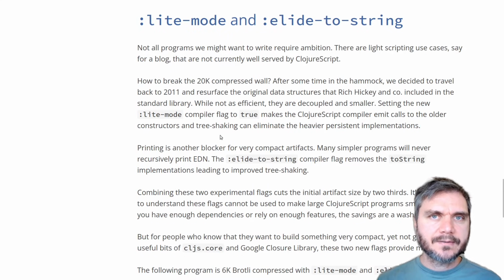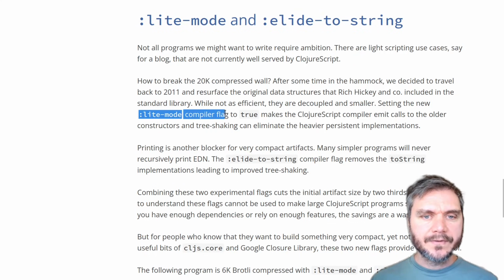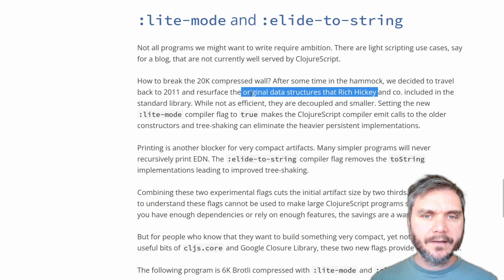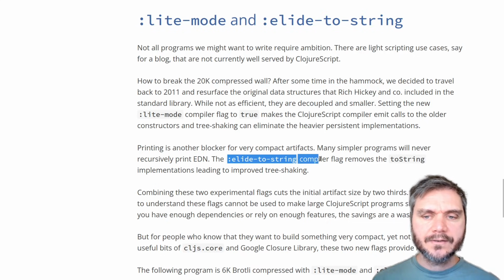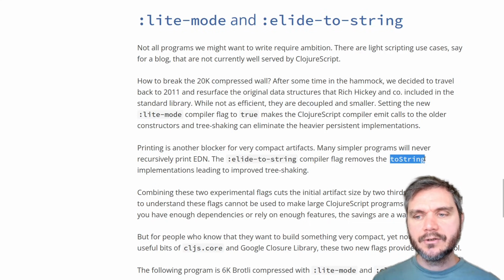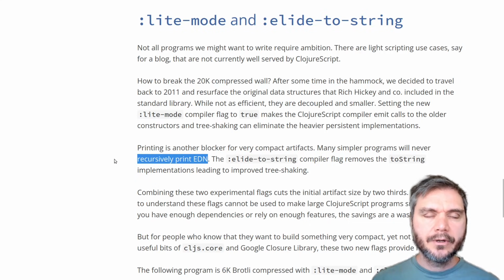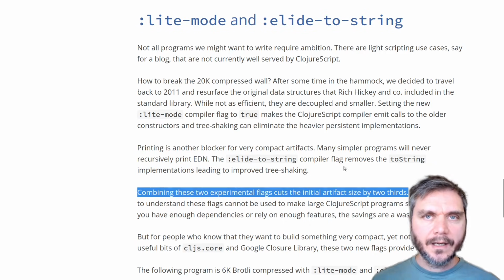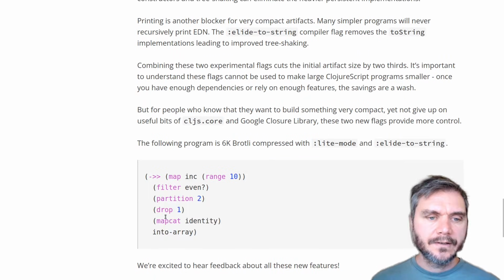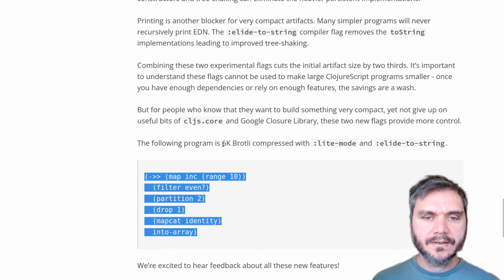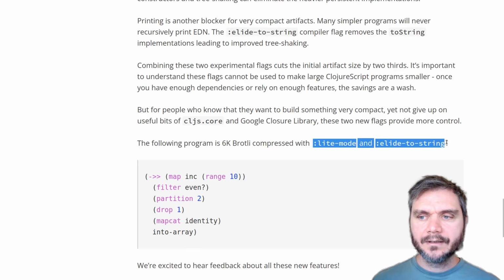And now we come to the last major feature in this release, which is :optimize-constants light mode and elide-to-string. So light mode is a new compiler flag that basically lets you make smaller ClojureScript builds by swapping out the ClojureScript data structures for the original data structures. And in addition, the elide-to-string compiler flag removes the toString implementations, which you only really need if you're recursively printing EDN, which many programs obviously don't. And so you can cut your initial artifact size by 2/3 if you use these flags. And so here's an example of a program that compiles down to 6K using light mode and elide-to-string.